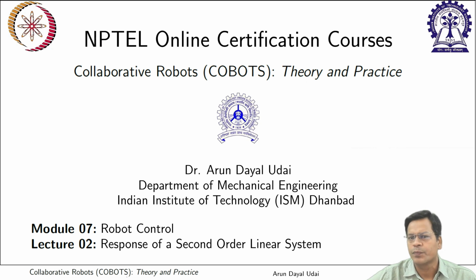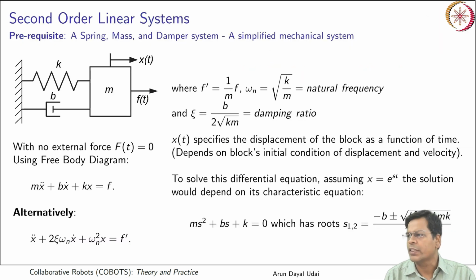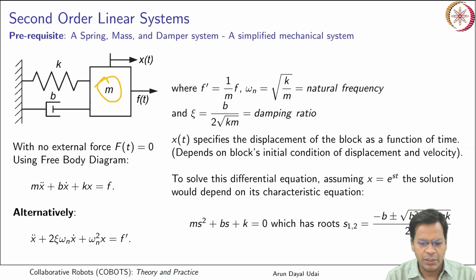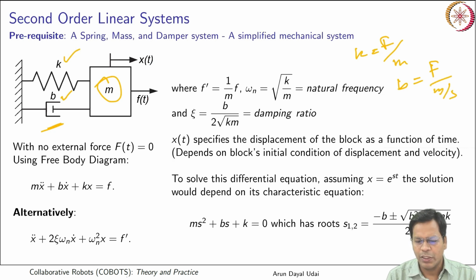So let us continue. This was the slide that you saw even in the last class. This is a typical spring mass damper system. Here is your mass, this is your damper with damping coefficient B, and spring coefficient K. K is nothing but force generated per unit displacement, so the unit could be Newton per meter. Similarly, B is given by force generated per unit velocity of this system, so the units are accordingly.